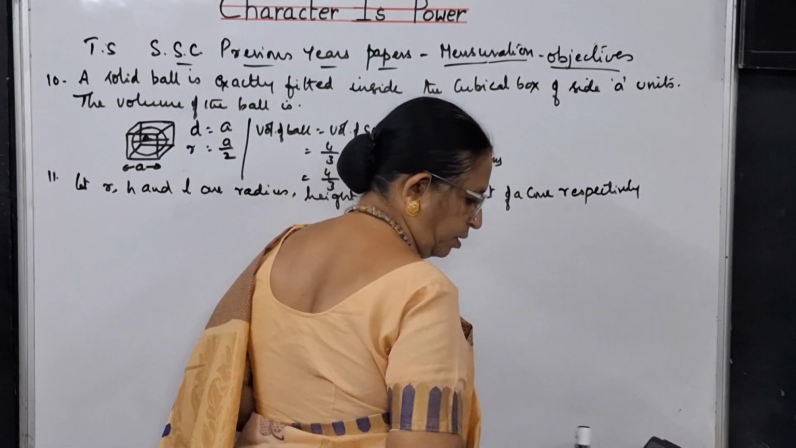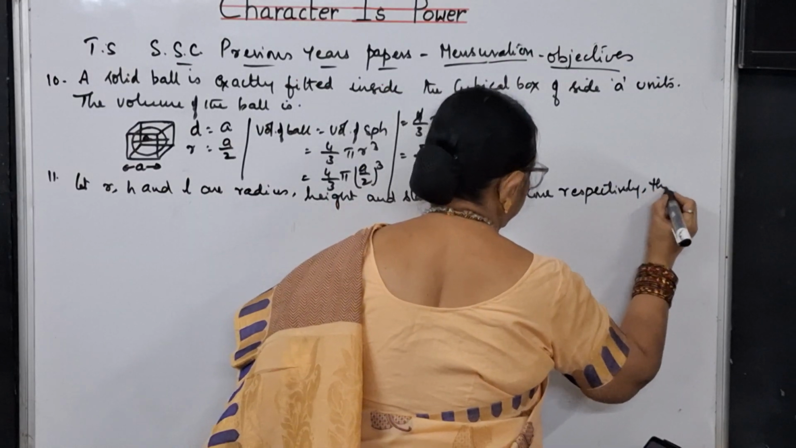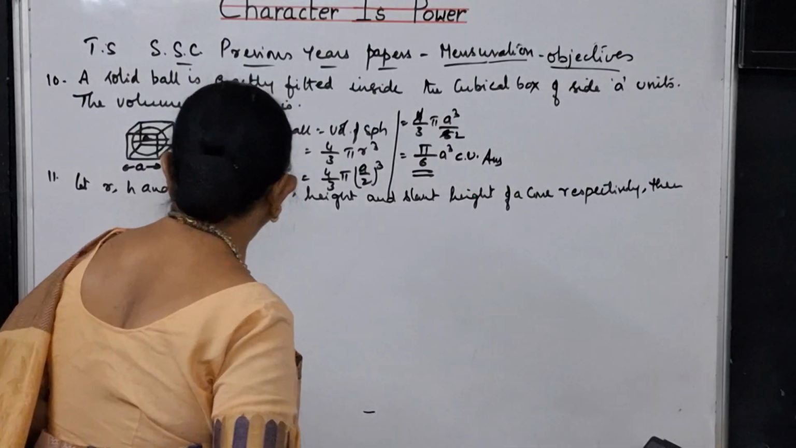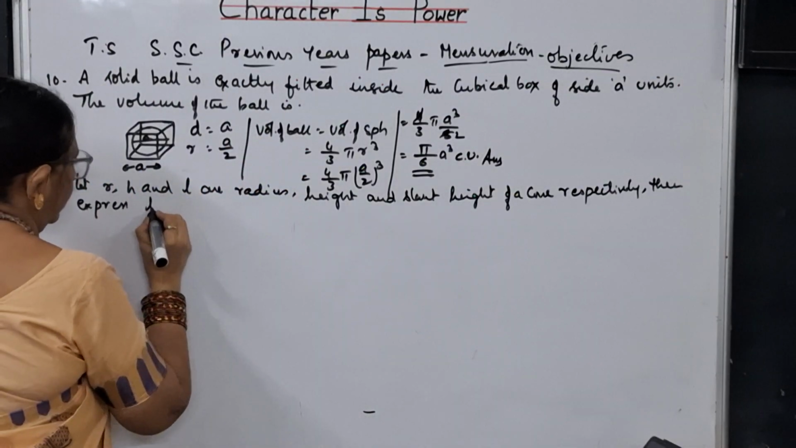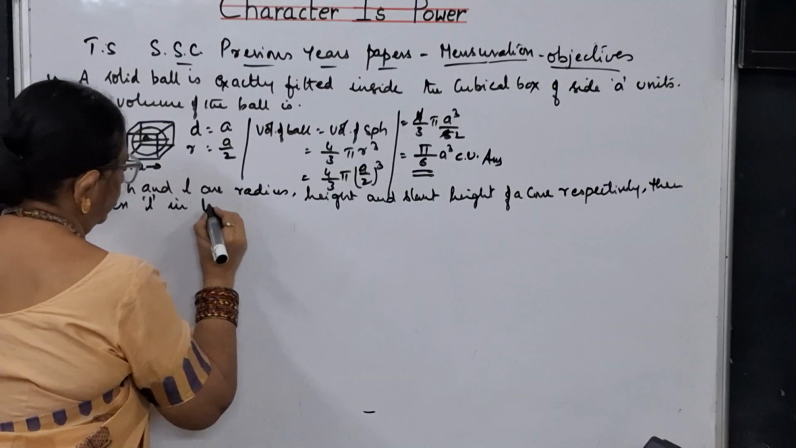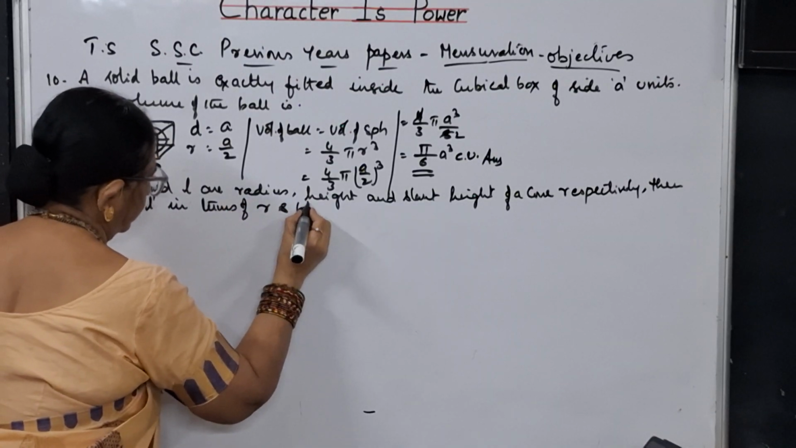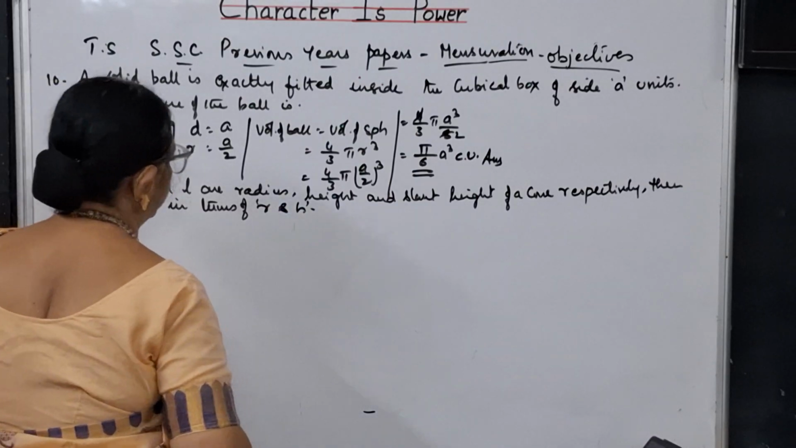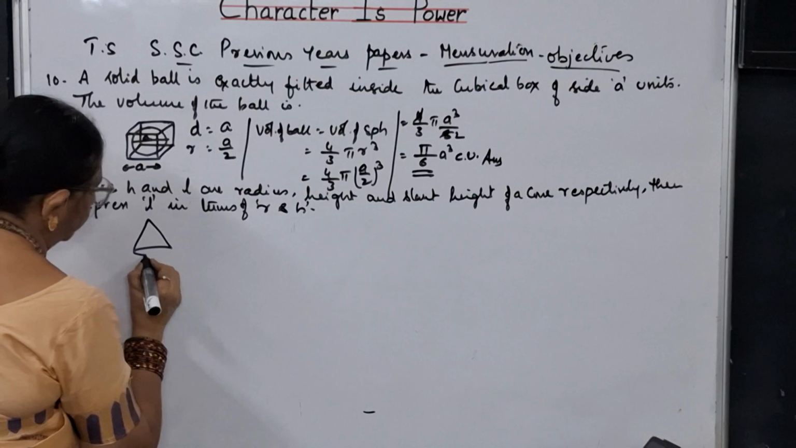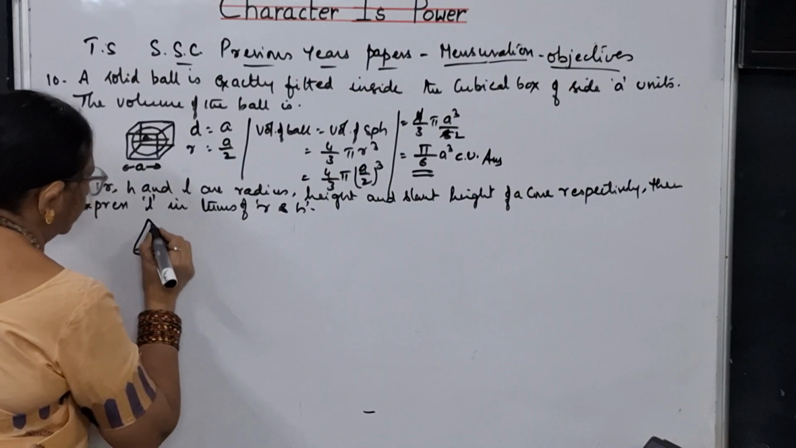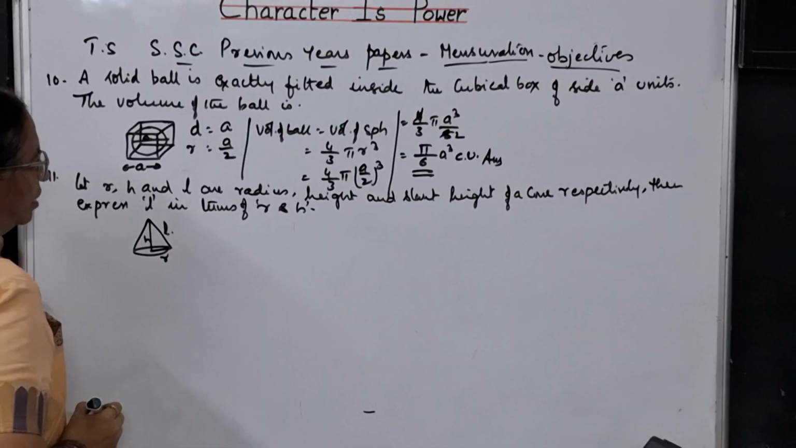Then express L in terms of R and H. So let us take a cone. This is radius, this is height, this is L, slant height.